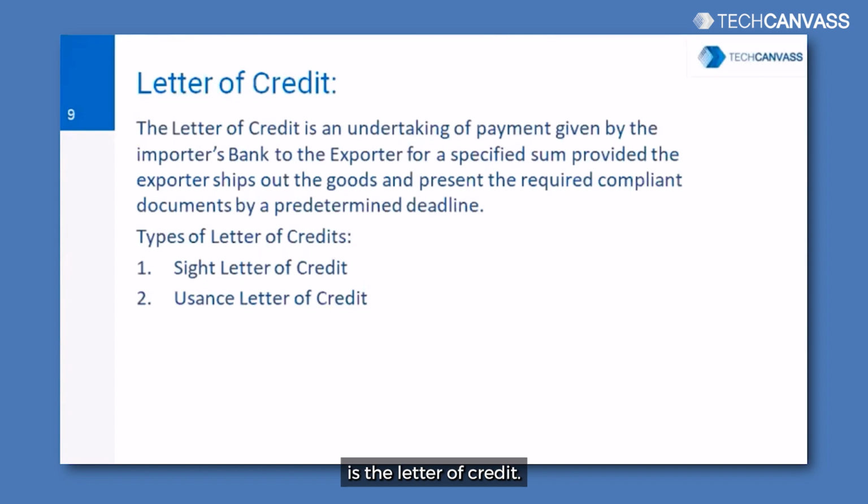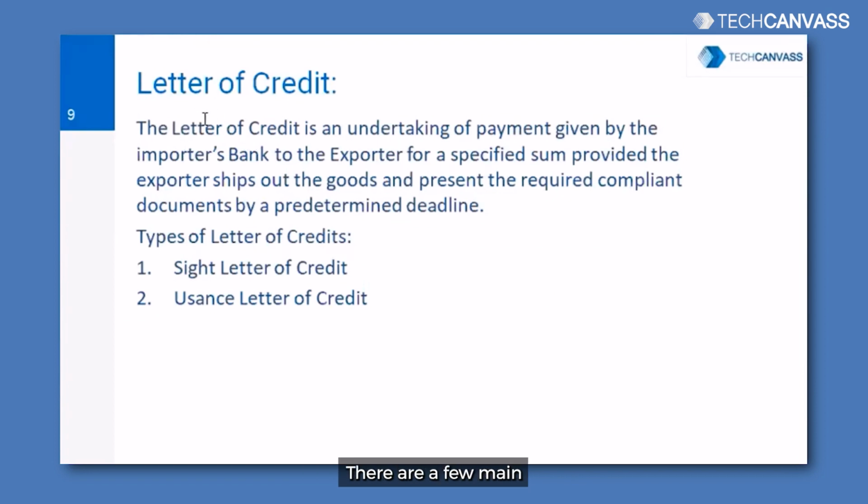And the third one is the letter of credit. A letter of credit is the most secured transaction in trade finance. The letter of credit is an undertaking of a payment given by the importer's bank to the exporter for a specified sum, provided the exporter ships out the goods and presents the required compliant documents by a predetermined deadline. This is the definition of the letter of credit.